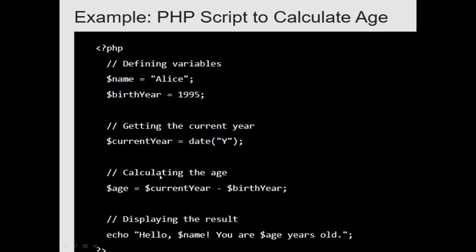Next, I want to calculate the age. For calculating the age, I take the current year, minus the birth year which is already declared, so I can find out the age of the person. I'm just printing it using my echo function.